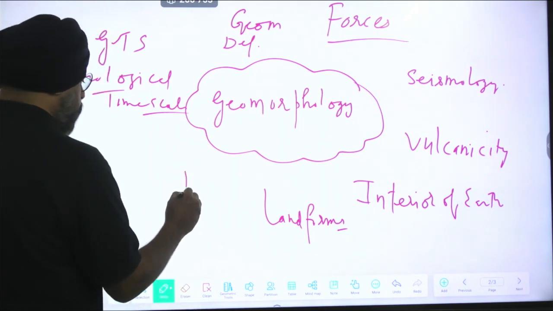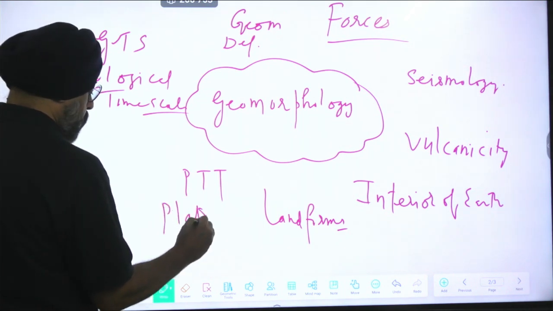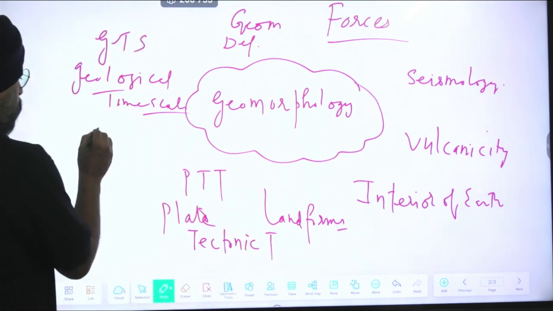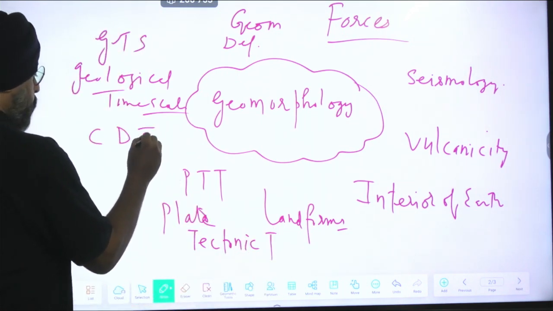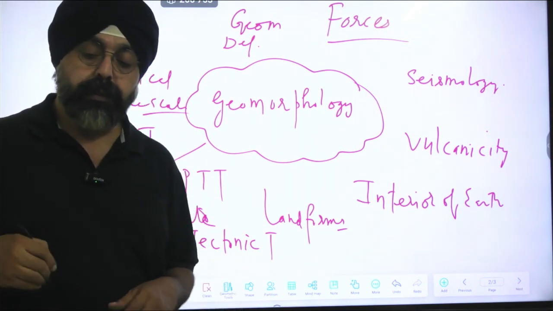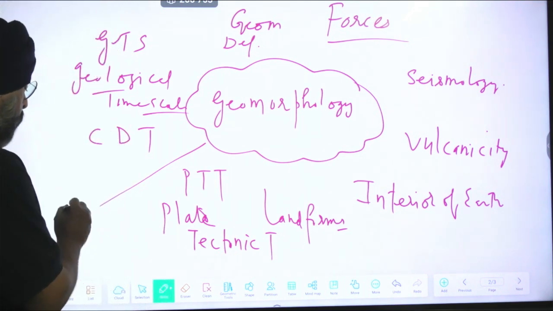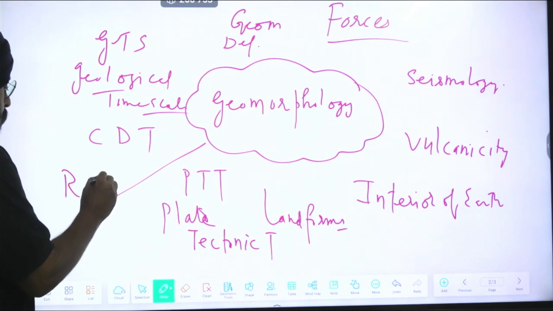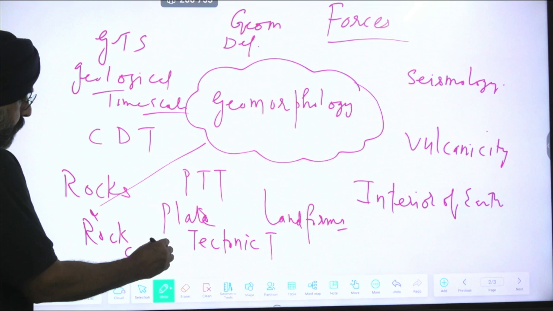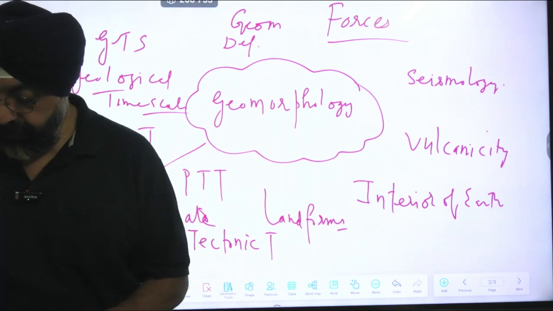We are having plate tectonic theory. And we are having continental drift theory. First we'll do continental drift theory, then we'll go ahead with the plate tectonic theory. Then we're having the comprehensive study of rocks and rock cycles. So these are the very broad things that we are supposed to fix it up.